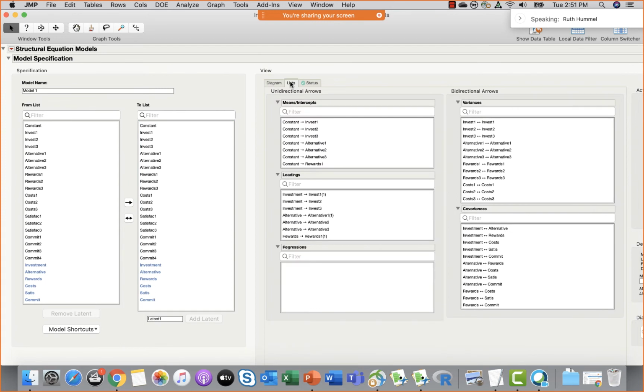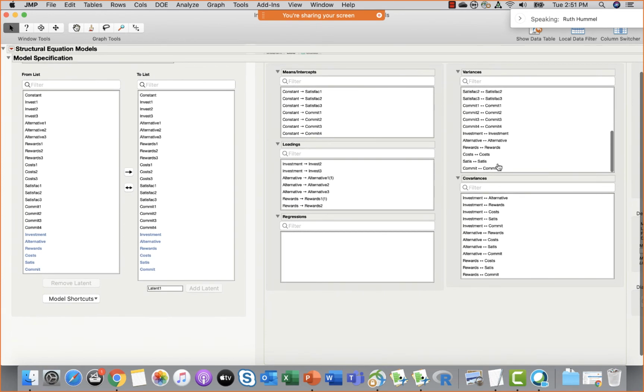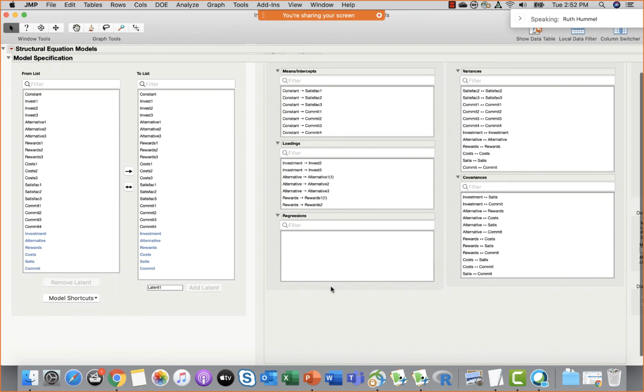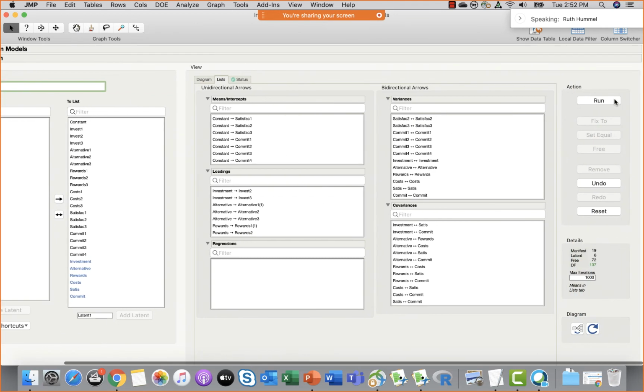There is a little lists tab here as well that shows all these things. So it shows me I'm going to estimate means for all of my variables. I'm going to estimate loadings for each of my variable questions back onto the latent construct. I'm going to estimate variances for each one of my measured variables and for each one of my latent variables. And then I'll do these covariances for all of the latent variables to each other. So this is the model I want, and I could give it a name, like I could call it confirmatory factor analysis. And then way over on the side, there is a run button.